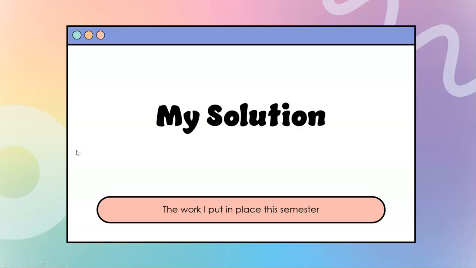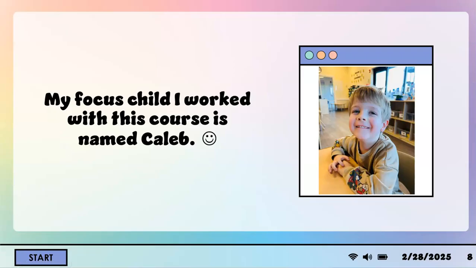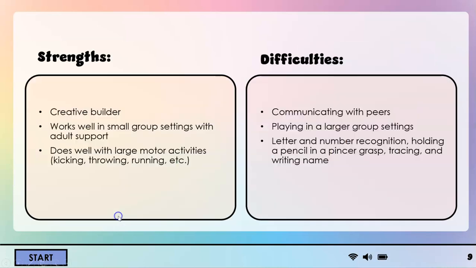My solution, the work I am putting in place this session. This is my focus child for the course. His name is Caleb. He is always smiling, like you can see in the picture on the right. His strengths are that he's a creative builder, works well in small group settings with adult support, and does well with large motor activities such as kicking, throwing, and running. Some of his difficulties were communicating with peers, playing in a larger group setting, letter and number recognition, holding a pencil with a pencil grasp, tracing, and writing his name.